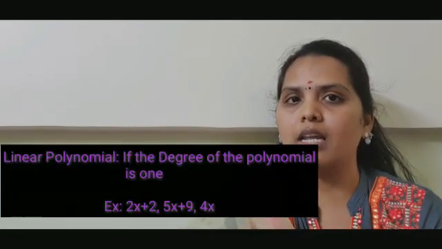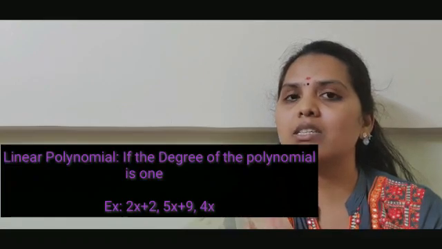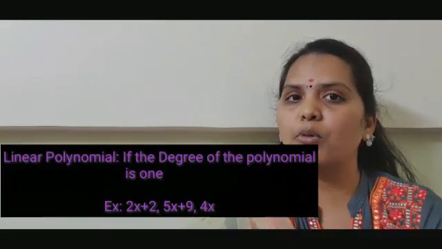In the last video we came to know how to find the degree of an algebraic expression. Similarly for polynomials, the degree is nothing but the highest power among all the variables involved in the expression. Based upon the degree, polynomials are divided into many types. If the degree of the polynomial is 1, we call it a linear polynomial.